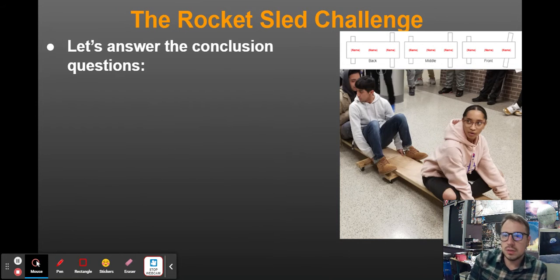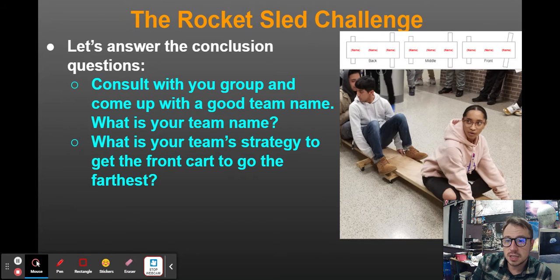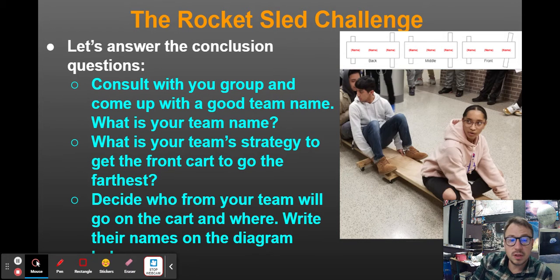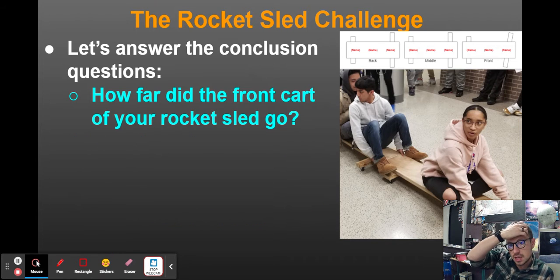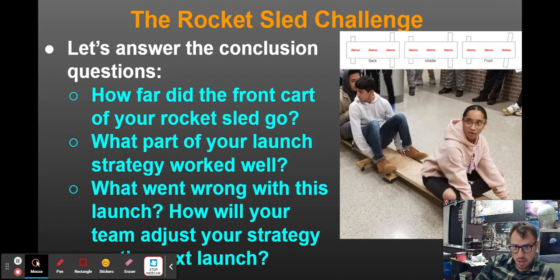All right. So the first questions that you're asked are to come up with a good team name and a strategy to get the front cart to go the farthest. And then you're going to have to decide where those students were going in order to get that front cart to go the farthest. So after the launch, you ask, how far did the rockets go? What part of your launch strategy worked well? What went wrong? And how will your team adjust strategy for the next part?